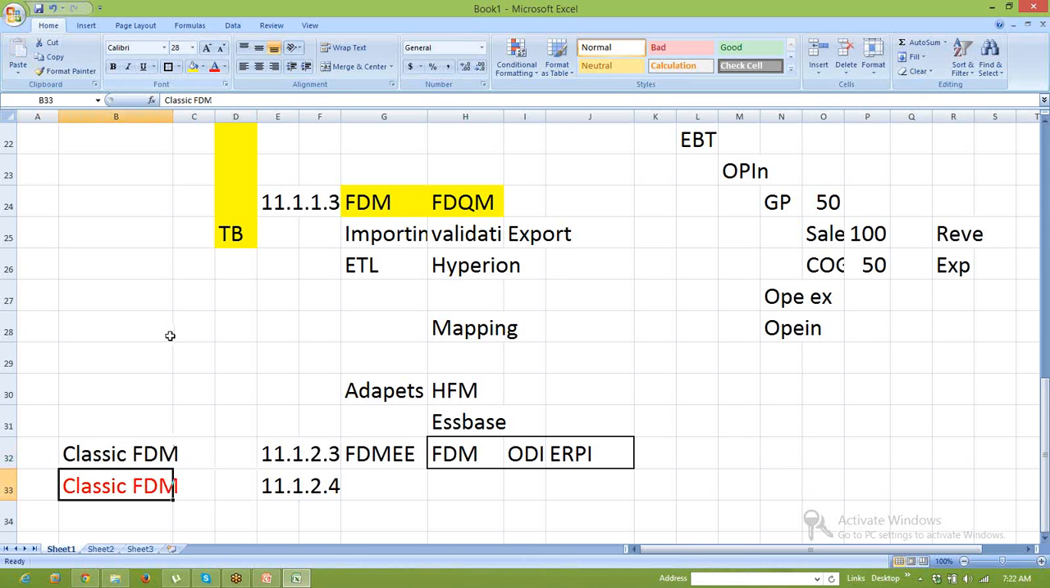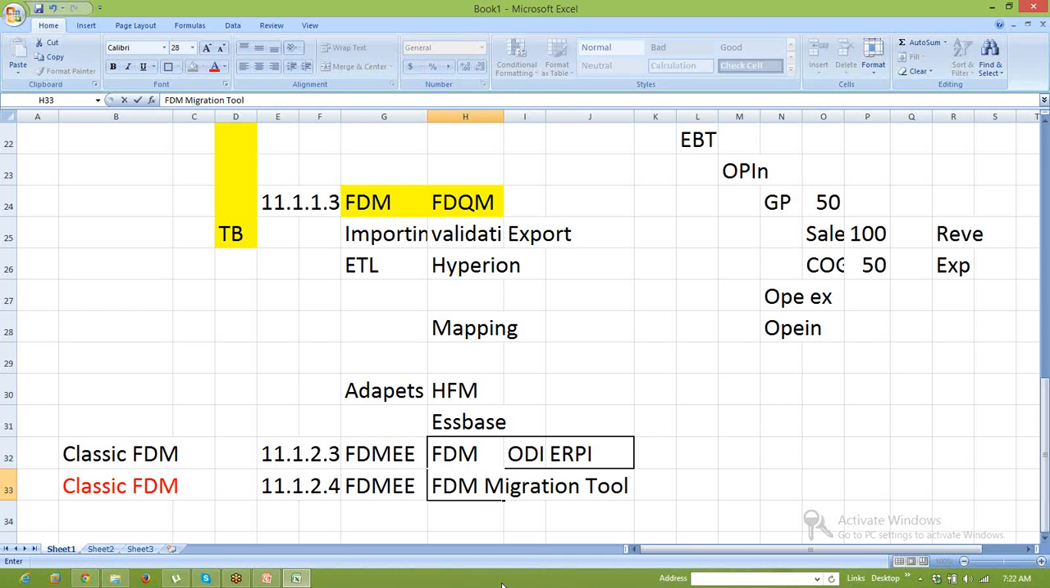If any customer wants to upgrade to 11.1.2.4 from an older version, say for example the customer is running on 11.1.1.3, and the user is using FDM, he has to upgrade to FDMEE only. Oracle has introduced an FDM migration tool, so we can simply migrate the old version into the new version directly.